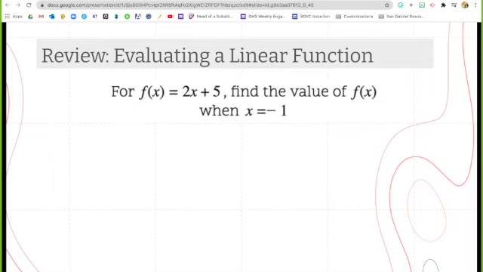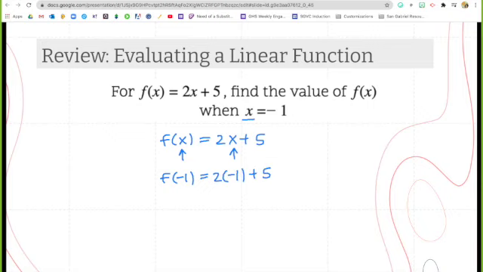So the first step to doing this is I know that we're looking for x. So in my formula, I have f of x equals 2x plus 5. What I want to be changing here is my x variable. And so I get f of negative 1 equals 2 of negative 1 plus 5. And so all I need to do now is just solve for the expression.